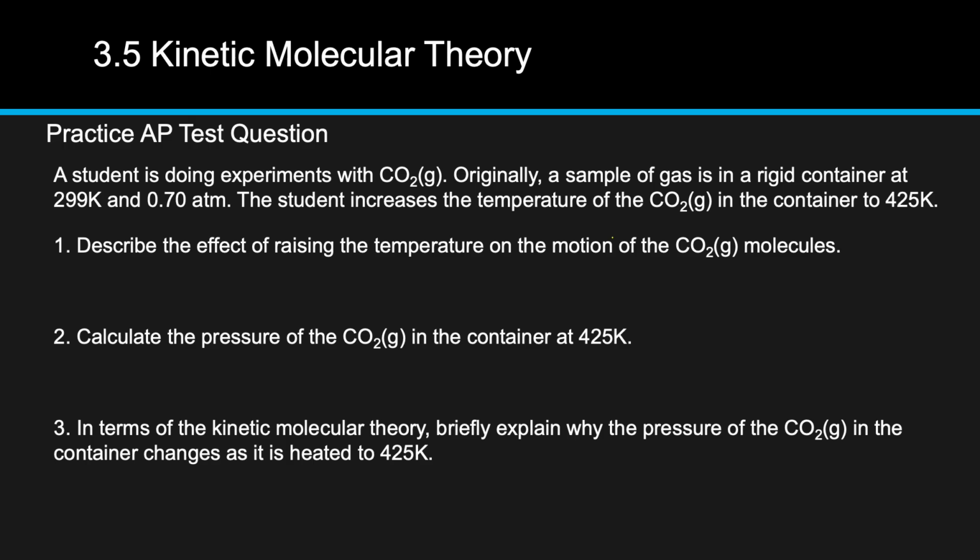So let's do a practice AP FRQ. A student is doing experiments with carbon dioxide. Originally, a sample of gas is in a rigid container at 299 Kelvin and 0.7 atmospheres. The student increases the temperature of the carbon dioxide in the container to 425 Kelvin. Describe the effect of raising the temperature on the motion of the CO2 molecules.